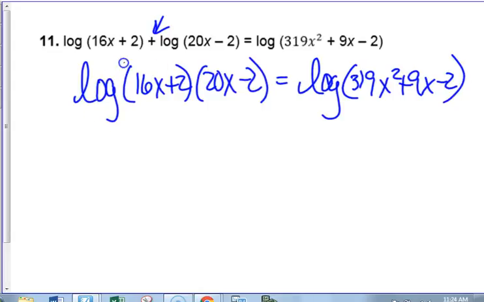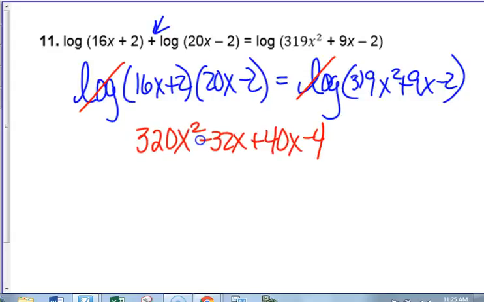All right, we can get rid of the log. Distributing over here, foiling all that together, 320x squared minus 32x plus 40x minus 4 equals 319x squared plus 9x minus 2. Okay, do some shifting around and tell me what you get.